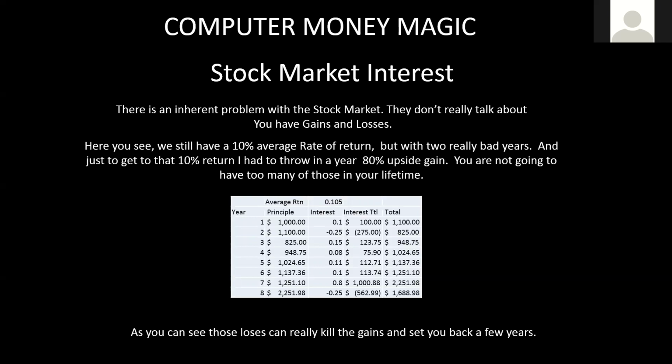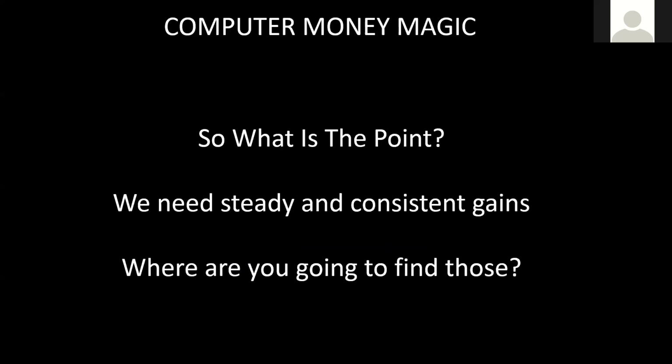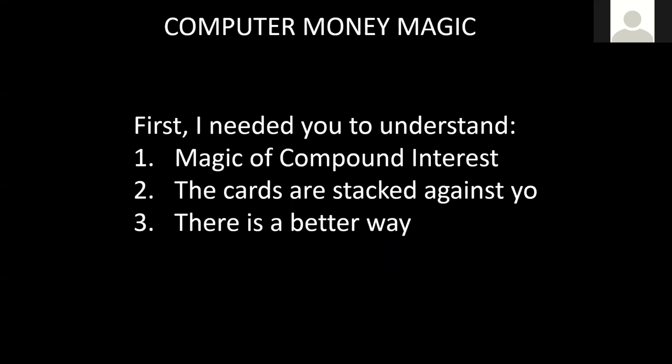And you're not really going to get too many of those in your lifetime. But if you look again at this chart, we're still behind about a year or two because at the end of 8 years, we have only $1,600 instead of doubling our money if we had a linear or a steady rate of return at 10% each year. So as you can see, those losses can really kill the gains and set you back a few years. So what's the point? One of the points is that we need to have steady and consistent gains. And then, where are you going to find those?